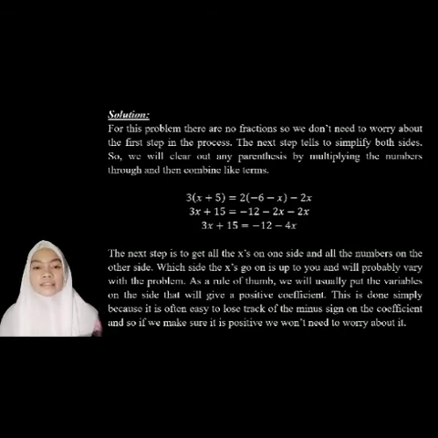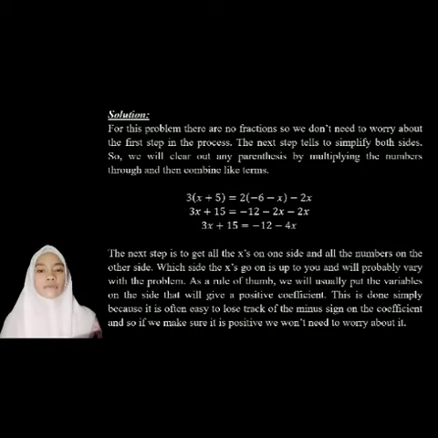Then 3x + 15 = -12 - 2x - 2x. Then 3x + 15 = -12 - 4x. The next step is to get all the x's on one side and all the numbers on the other side. Which side the x's go on is up to you and will probably vary with the problem.